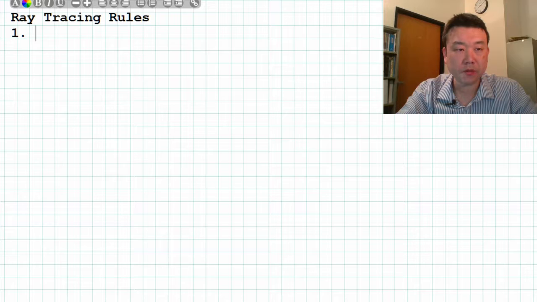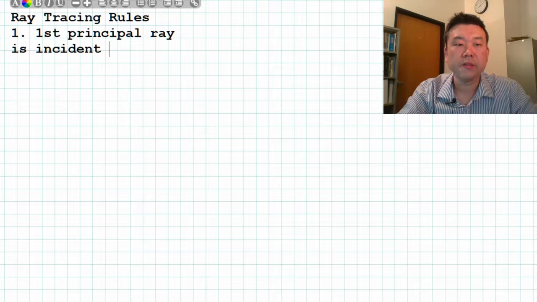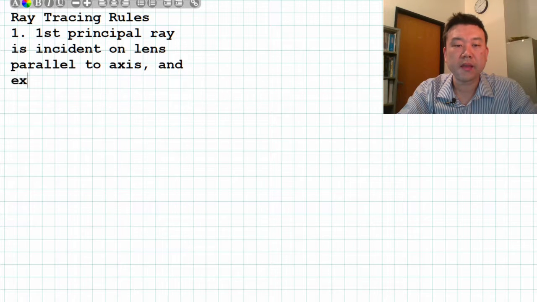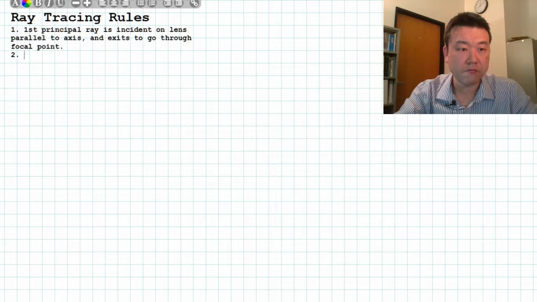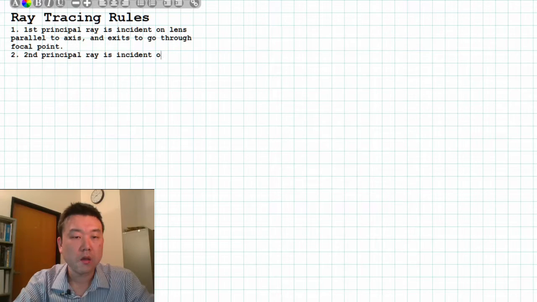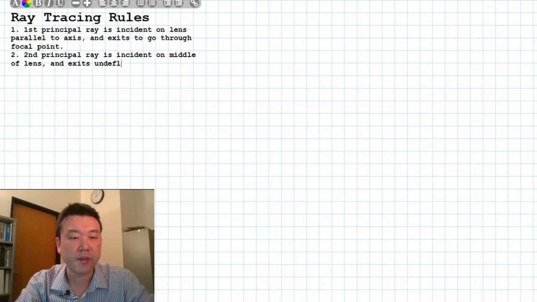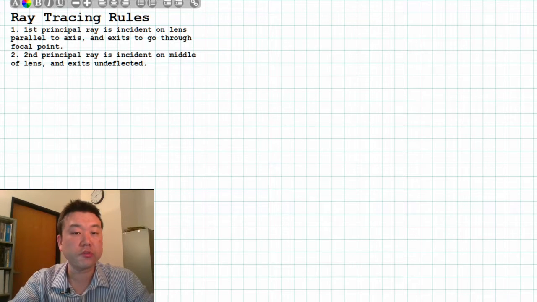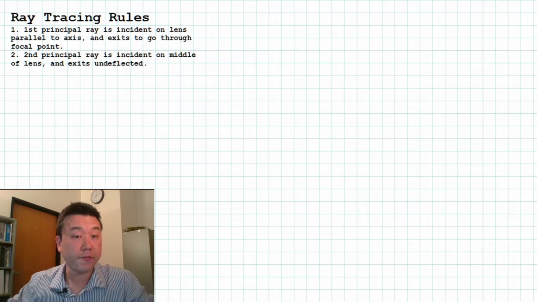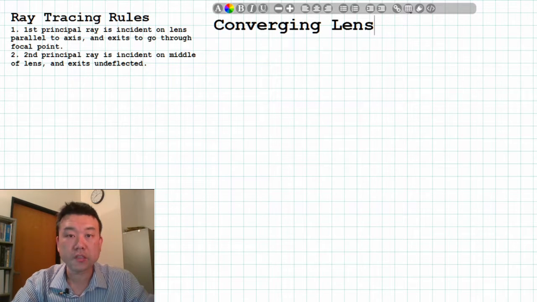The first principal ray is incident on the lens parallel to the axis and exits to go through the focal point. Second rule: the second principal ray is incident on the middle of the lens and exits undeflected. Those are the ray tracing rules, and I'll be applying them for three different situations. So the first situation is a converging lens with a real image.